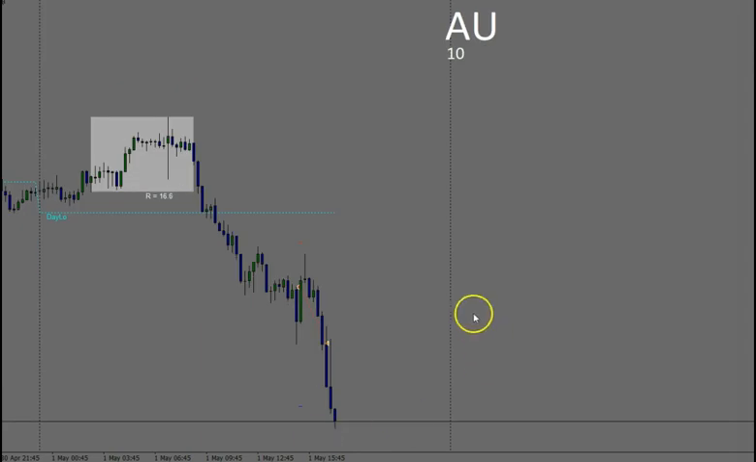Australian dollar US dollar. Took this trade here as it came through our criteria. Australian dollar US dollar, I ended up taking 13 pips on that as price came down here, again punching out because of the US dollar news, red news event that was coming out at 3 o'clock.